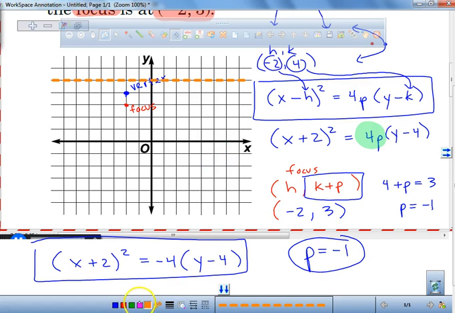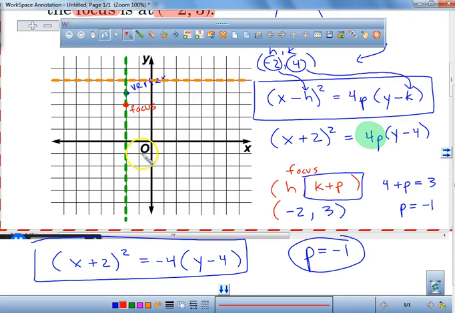Draw it in. Okay? The next thing I'm going to draw in is our axis of symmetry. There's your axis of symmetry. Just remember, your axis of symmetry always passes through the vertex, and it always passes through the focus, and it always makes a 90-degree angle with your directrix. So we're going to label this the directrix.